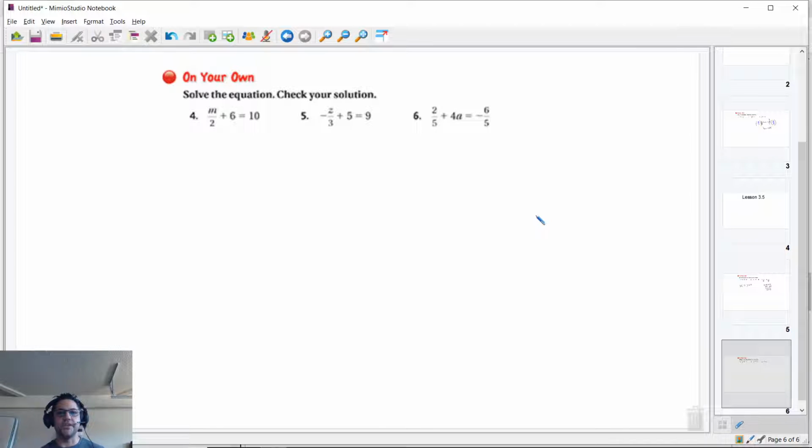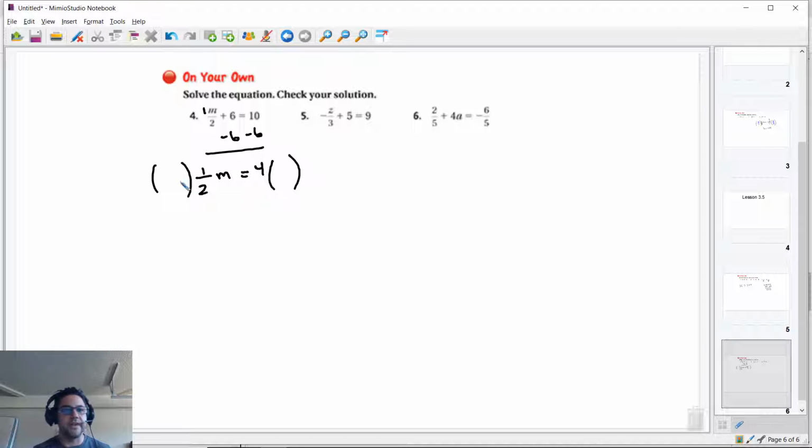All right, fractions. If it helps you again, you're going to put little ones there. So let's subtract 6. So that would be half m is equal to 4. We're going to go ahead and multiply by the reciprocal. So again, it's just quickly combining those two previous lessons. So that means m is equal to 8. Looks good.